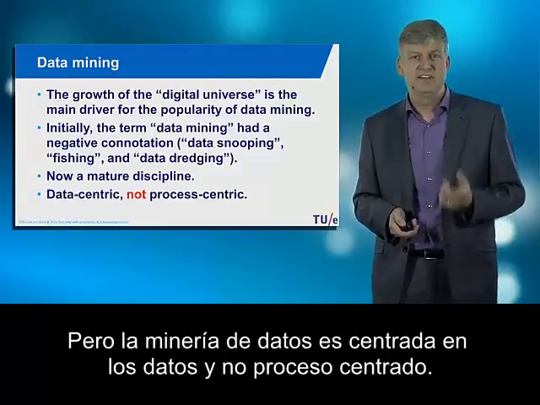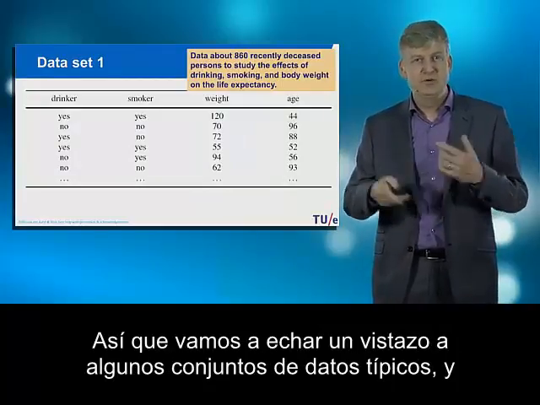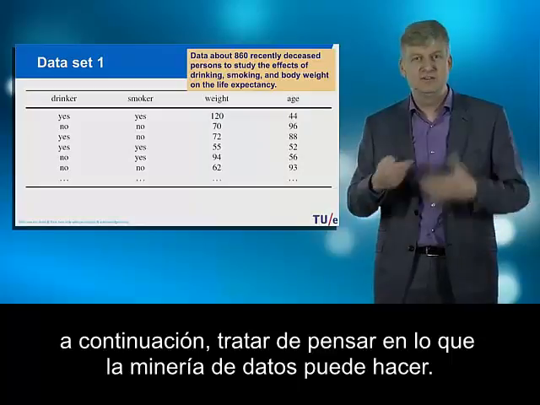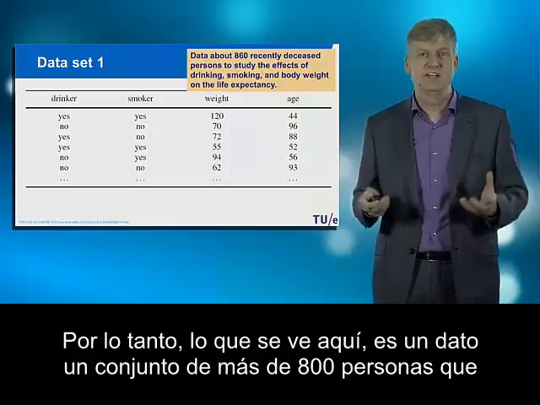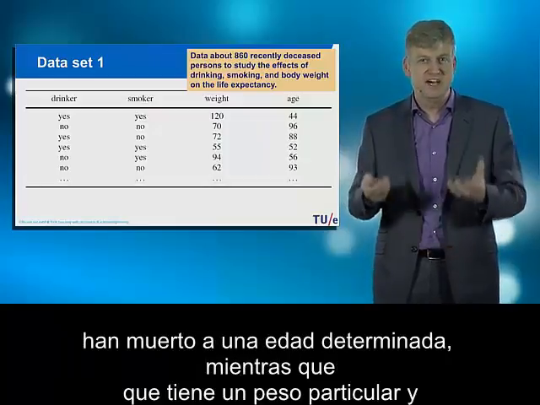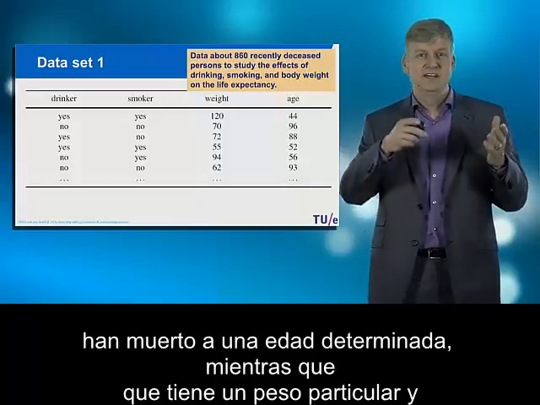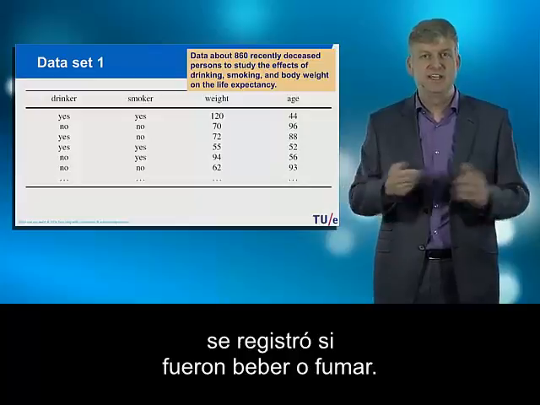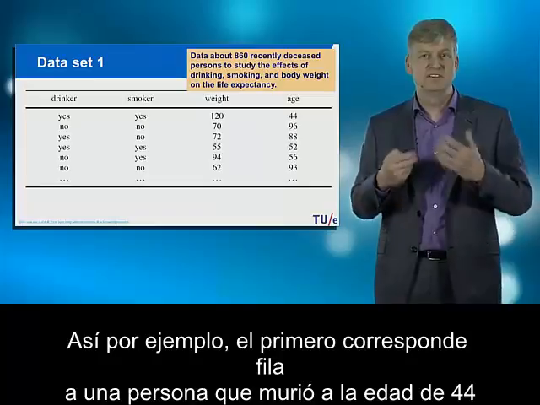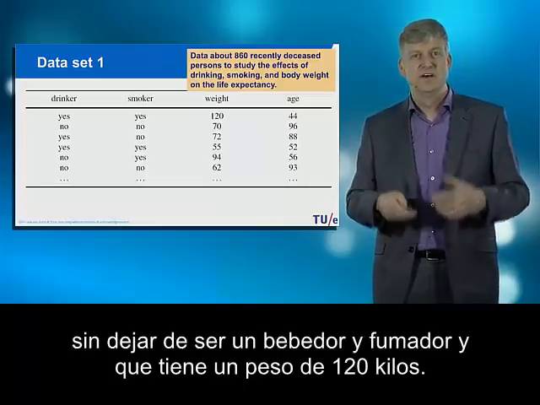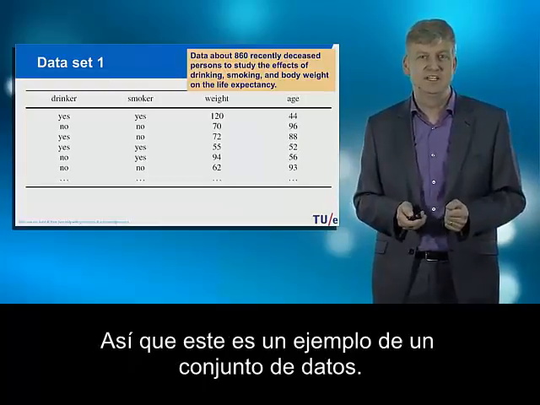But data mining is data-centric and not process-centric. So let us take a look at some typical data sets and then try to think what data mining can do. So what you see here is a data set of more than 800 persons that have died at a particular age while having a particular weight, and it was recorded whether they were drinking or smoking. So for example, the first row corresponds to a person that died at the age of 44 while being a drinker and a smoker and having a weight of 120 kilos.